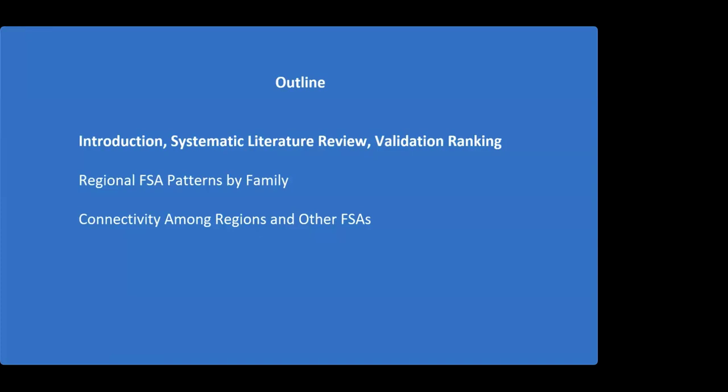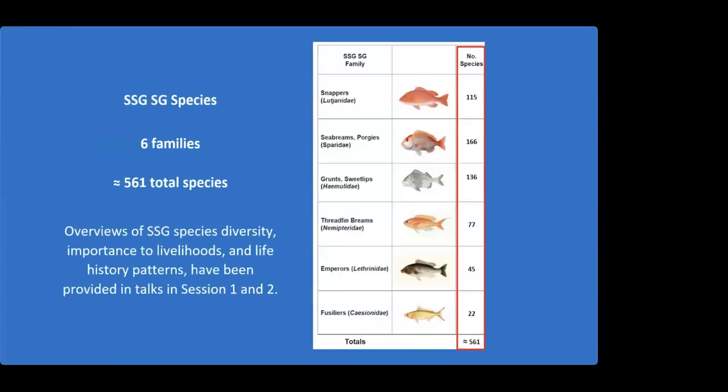This first component is a brief introduction, review of the systematic literature review and validation rankings that were developed by this project. SSG species includes 6 families with 561 total species. Again, SSG species are snappers, sea breams, and grunts, plus 3 other families shown on the right: the threadfin breams, the emperors, and the fusiliers. The name for the specialist group in the IUCN that this represents just couldn't handle 6 family names.